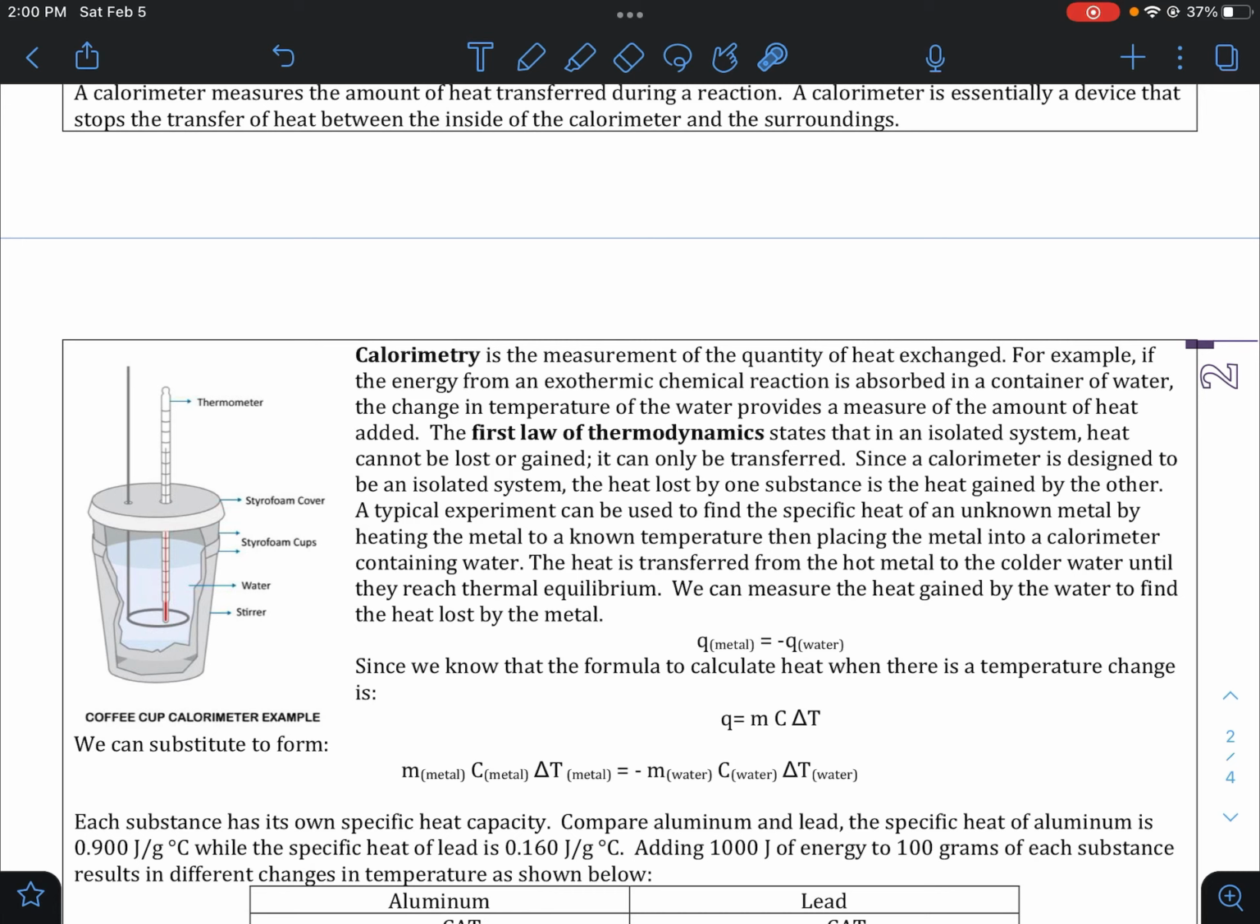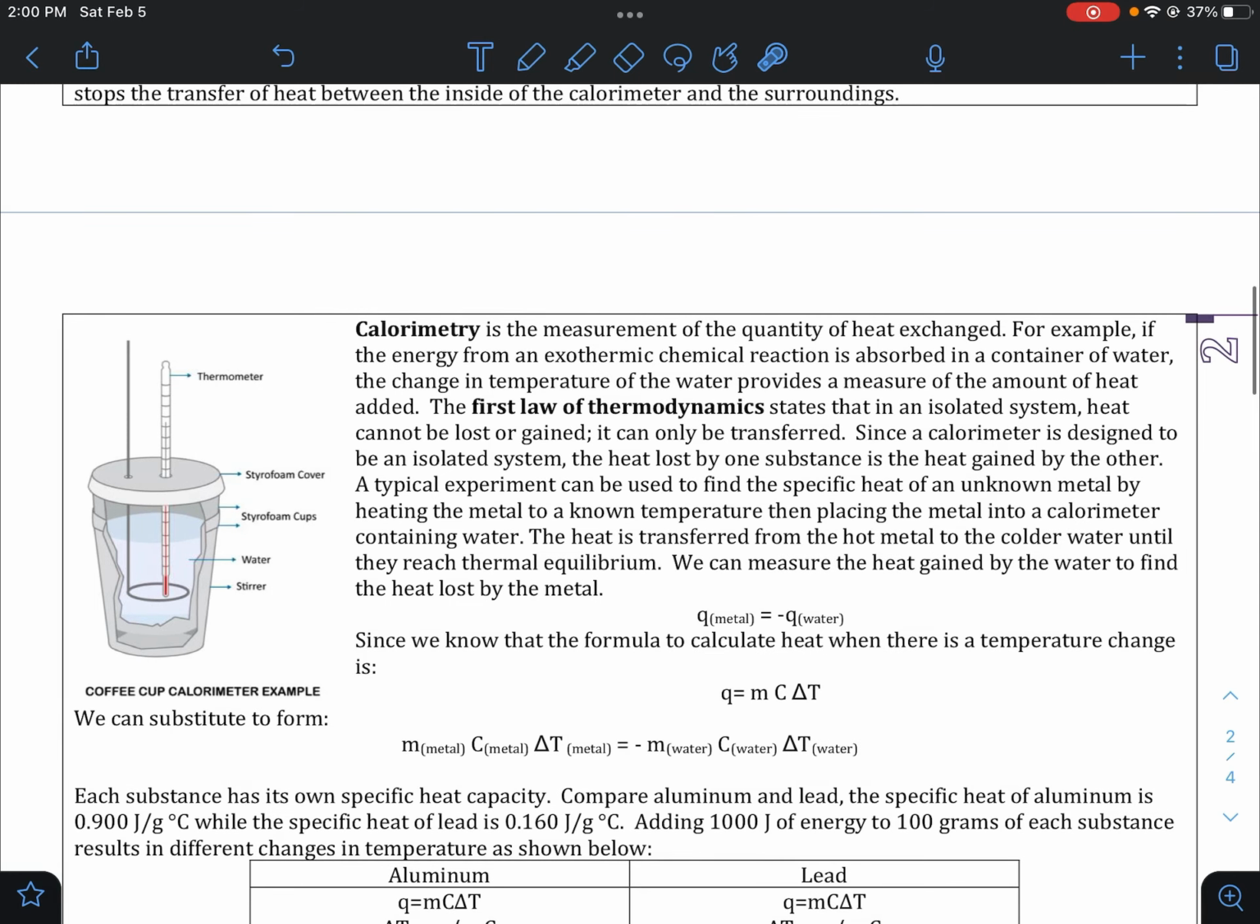In this idea of calorimetry, we utilize the first law of thermodynamics, which basically says heat can't be gained or lost, it can only be transferred. In chemistry, we are going to assume that we are in a perfect system where we lose nothing. So if we have this metal here, and we can measure the temperature of the water, the amount of heat that the metal gains or loses will go directly to the water.